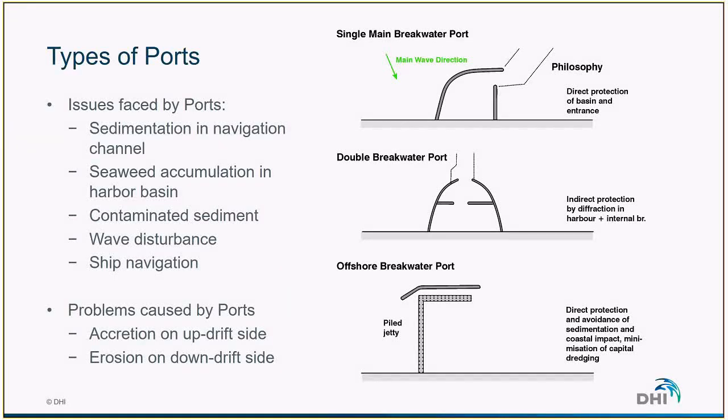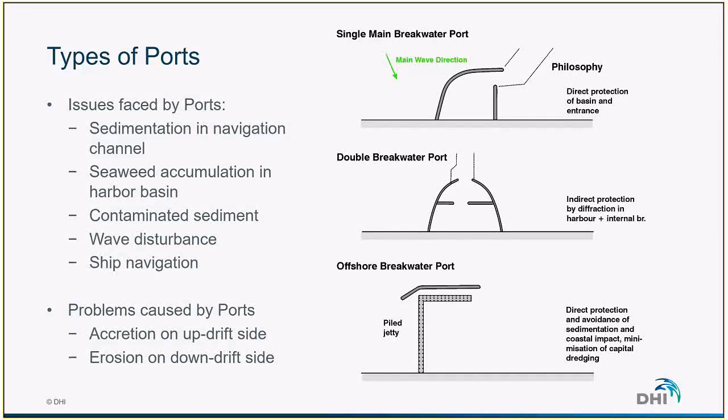So we can have sedimentation in the navigation channel, or seaweed accumulation in the basin, or wave disturbance in the harbor, and difficult conditions for ship navigation, for instance. And also when the harbor is constructed, it can cause significant impact, as we've seen before. So accretion on the updrift side and erosion on the downdrift side.